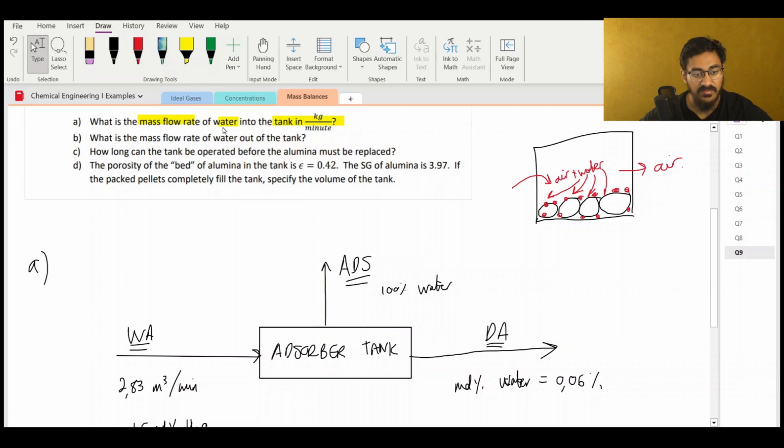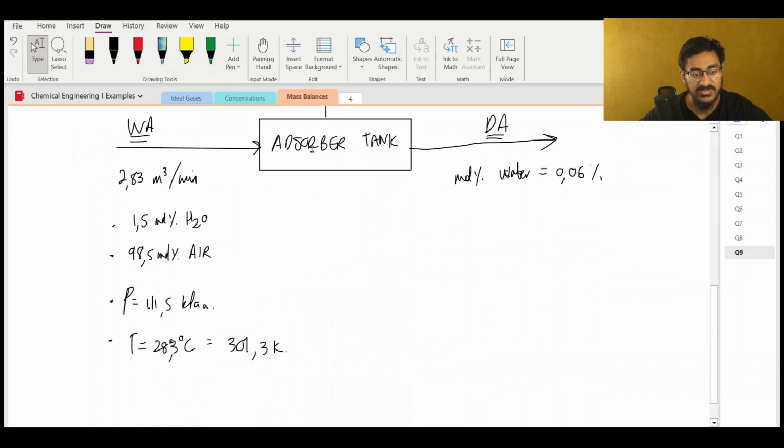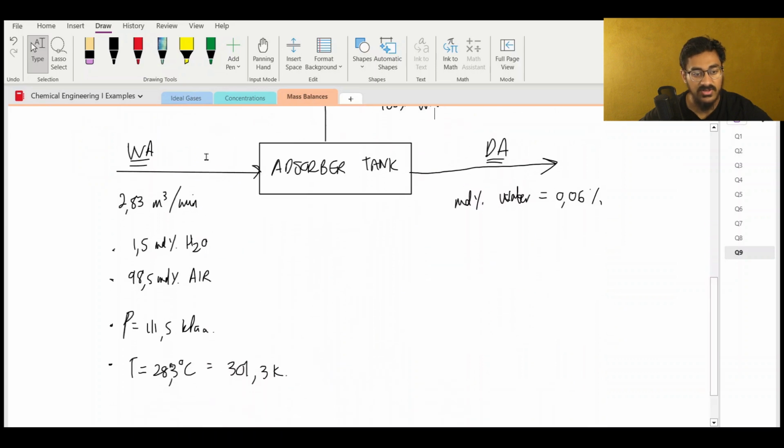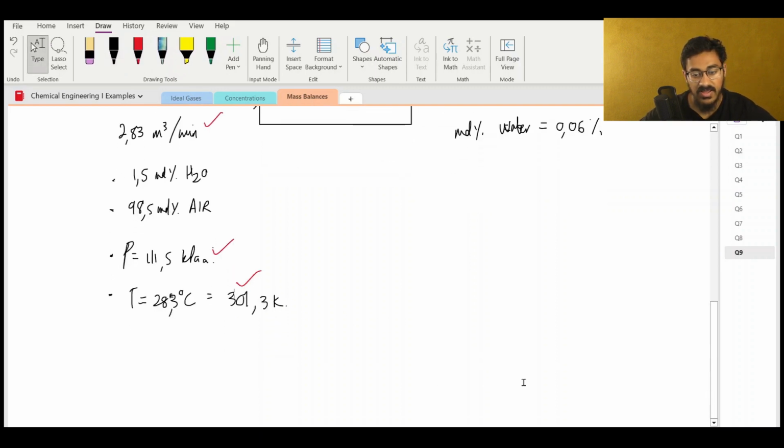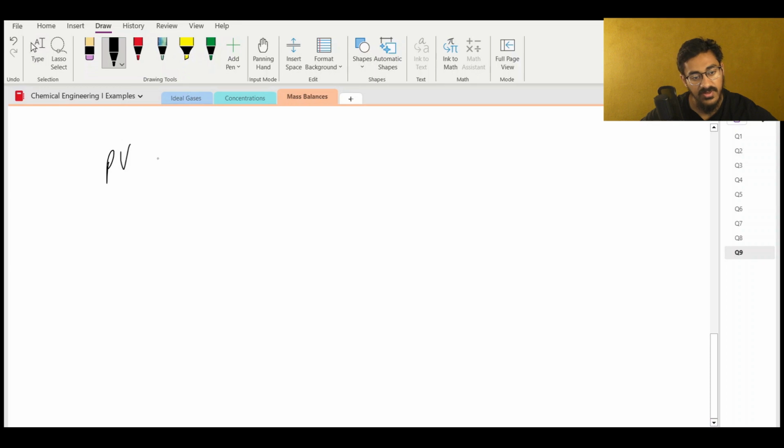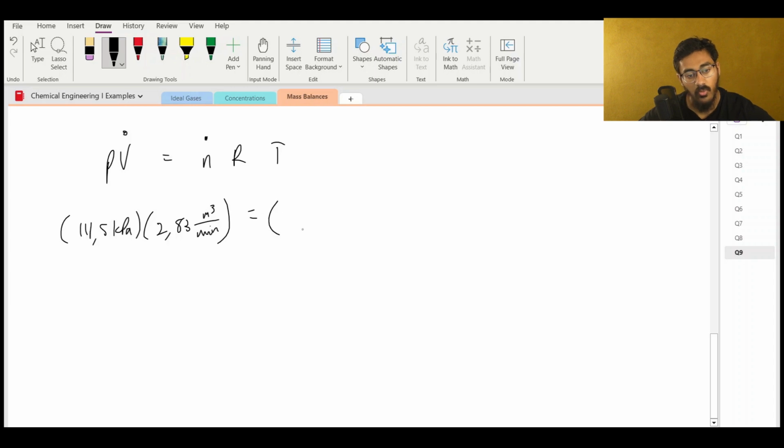And the first question says to me, what is the mass flow rate of water in the tank in kilograms per minute? So let's see. I've got this wet air in volume. So I know volume, I know pressure, and I know temperature. So I can apply the ideal gas law. Let's go for it. So part A, I know that PV equals number of moles times R times T. My pressure, 111.5 kPa. My volume was 2.83 cubes a minute, and I'm going to put dots on top. What does the dot represent? It represents a flow rate per unit time.